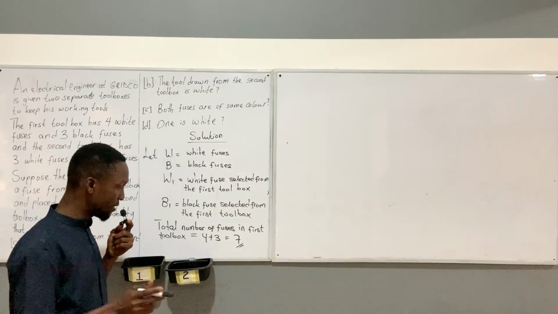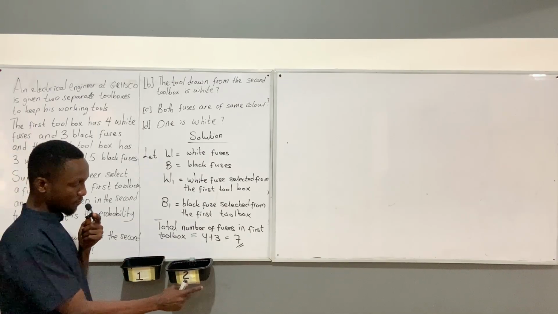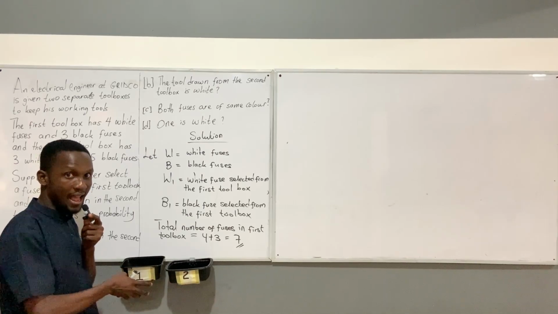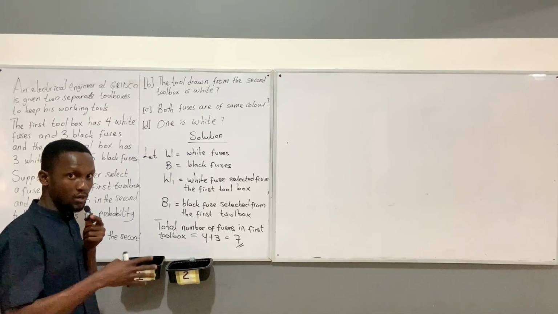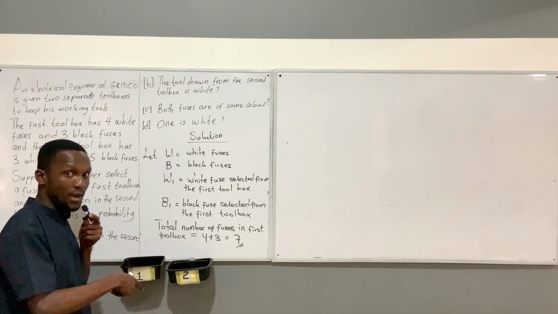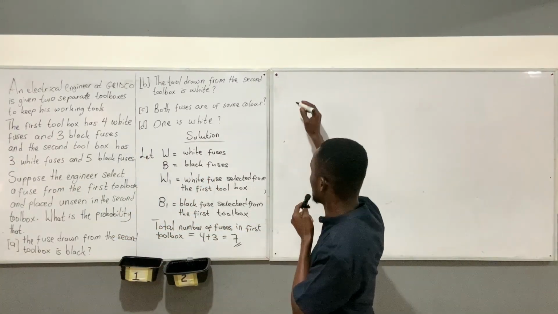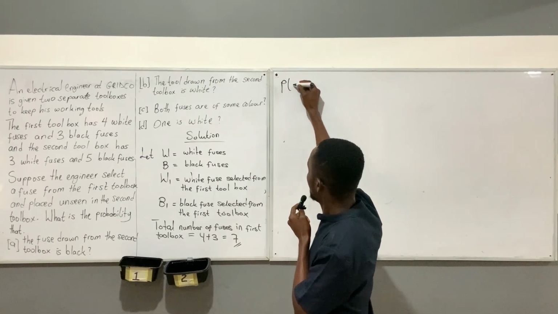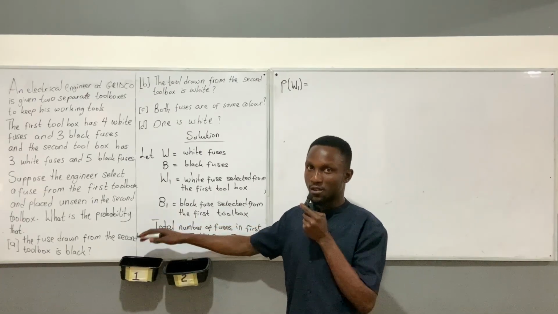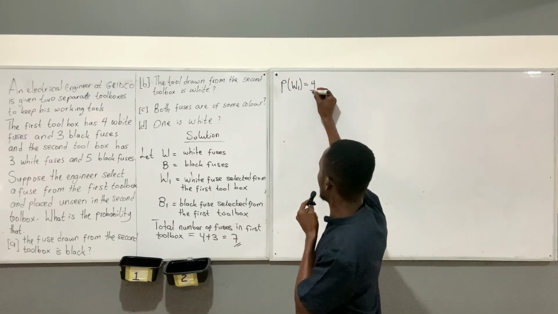Why are we supposed to find the probability of the first toolbox? This is because before we can tackle this question for this side, we need the probability of the event that happened in the first toolbox. In conditional probability, because we are going to condition on event 1, we need to find its probability and write it down. So the probability of white fuses in the first toolbox, how many white fuses do we have here? 4 of them divided by the total, which is 7. So this is 4 over 7.